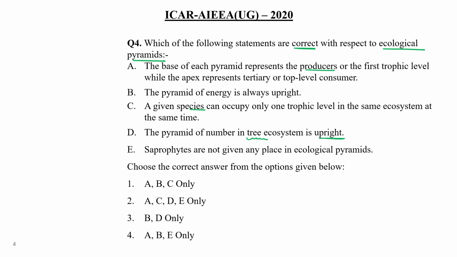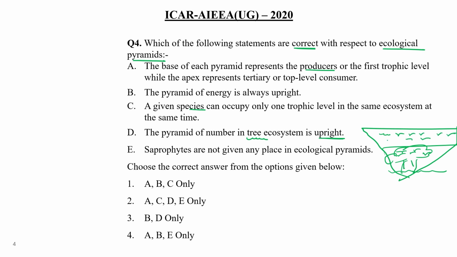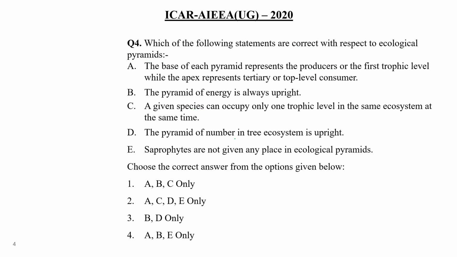Tell me, is this the correct statement? Pyramid of number in tree ecosystem is upright. If this is a tree, then so many birds are there. So for a single tree, the number of birds is more. So the pyramid is not upright. This one is inverted because the number of birds is more. So the tree comes on the base, right? Am I right? So the statement that pyramid of tree ecosystem is upright is the wrong statement.